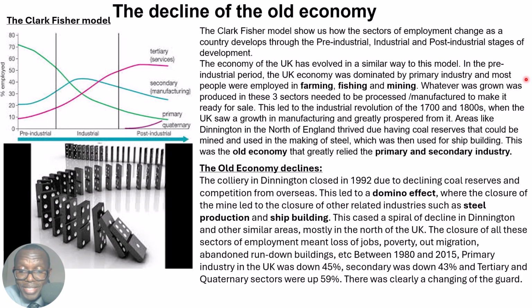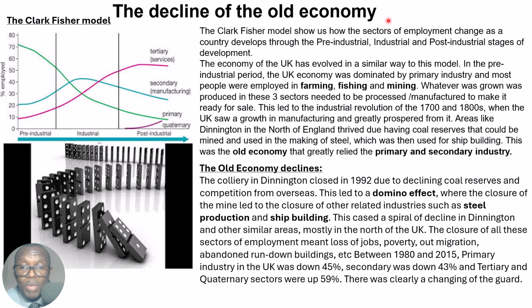So between 1980 and 2015, primary industry in the UK was down 45%, which is almost half. Secondary was down 43%, almost half again. But the tertiary industry and quaternary sectors were up 59%. So there was clearly a changing of the guard as the old economy declined. So for your examination, just make sure you know what the old economy was.